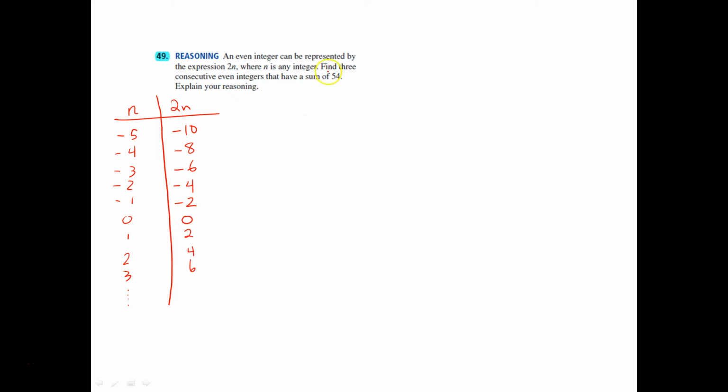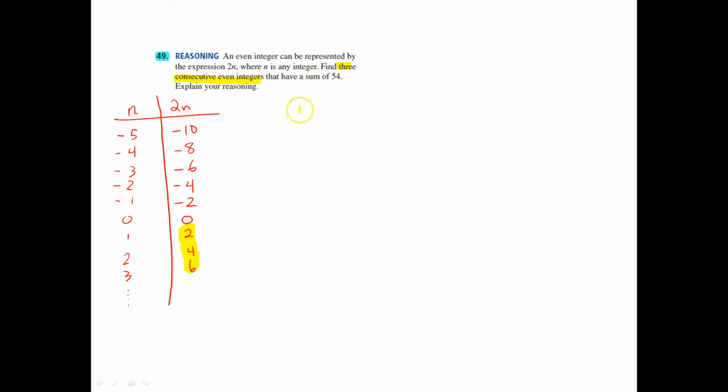So this question wants us to find 3 consecutive even integers that have a sum of 54. So what does that really mean? Well, here's an example of 3 consecutive even integers, 2, 4, 6. But their sum is 2 plus 4 is 6, 6 plus 6 is 12. But we need to find 3 even integers that are consecutive, so in a row, that add up to 54.